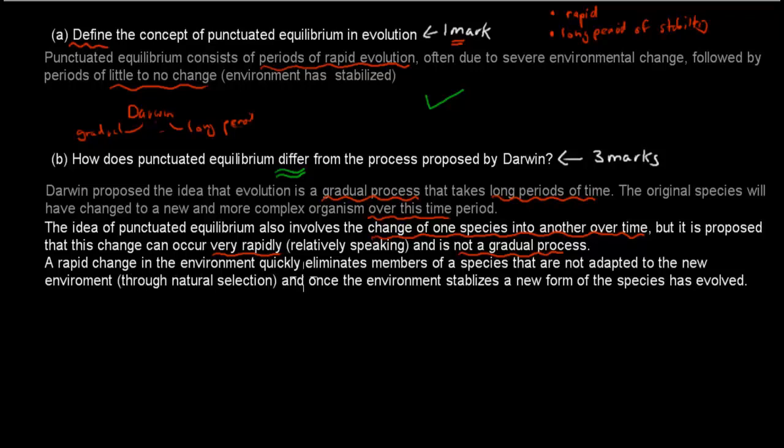Rapid change in the environment quickly eliminates members of species that are not adapted to the new environment through natural selection, and once the environment stabilizes, a new form of the species has evolved. And what you can write as well is that once the environment stabilizes, the evolution stops. So after the environment stabilizes, the evolution also stabilizes, which means the creature doesn't change too much anymore. Rapid change followed by little to no change.